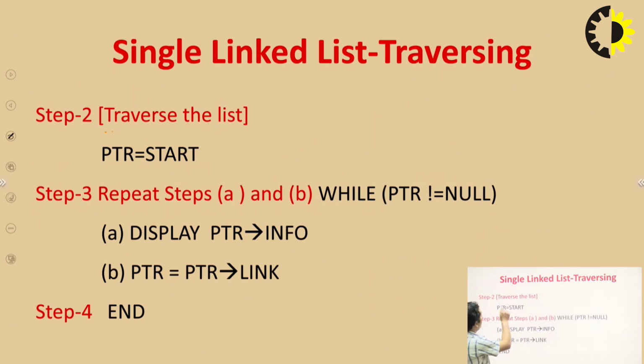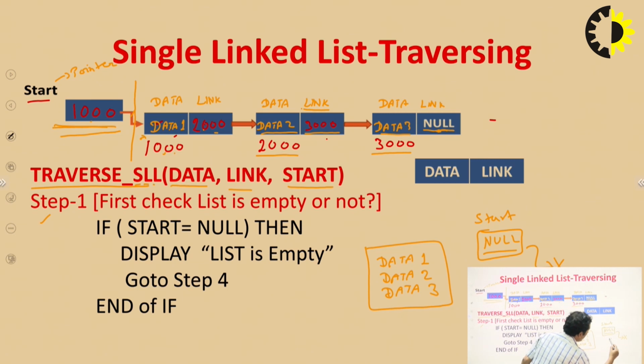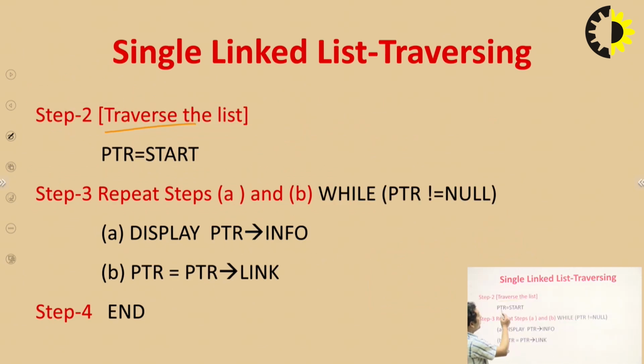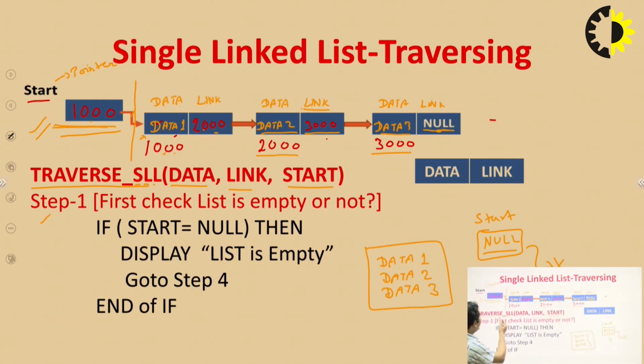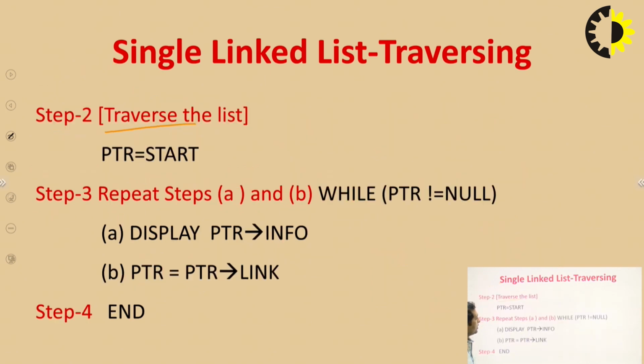If this does not happen, meaning some nodes are connected with the linked list, then what to do? Just assign ptr equal to start. Just see here, we make a pointer ptr with the value of start. In this case, start has the value 1000. This ptr is useful for traversing because during the traversing phase we must update this ptr one by one. So with the help of this ptr we will move. This is a temporary pointer or variable.